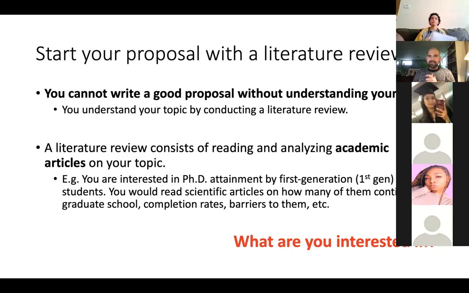So the first part of your proposal writing would be to start reading literature about first-generation college students and see how many of them go to grad school, how they complete their projects, and the barriers that they may face. All right. So you need to know what you're interested in, and you need to figure out what is known about that at the moment.